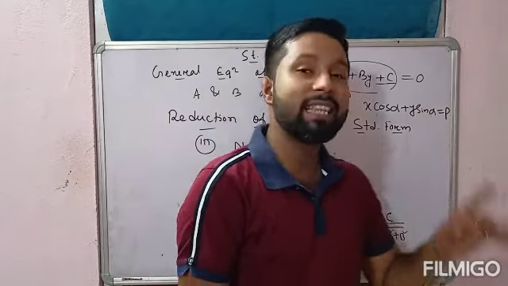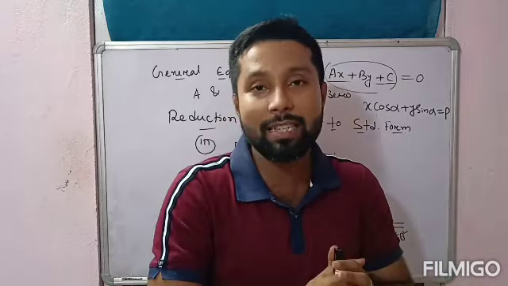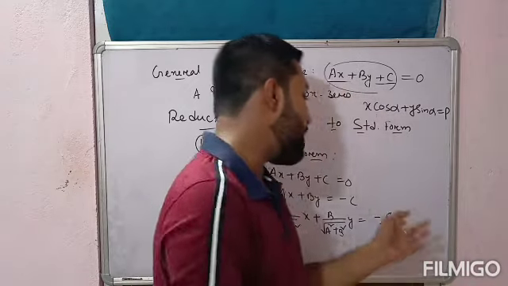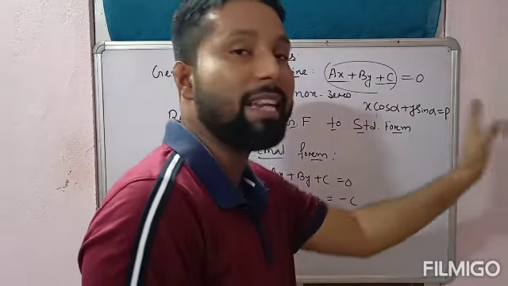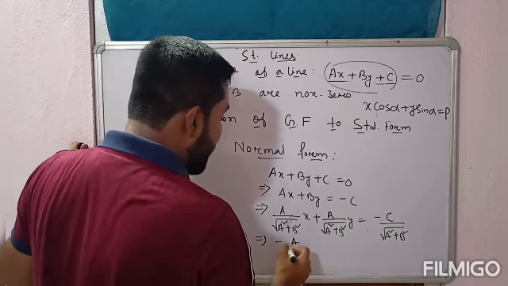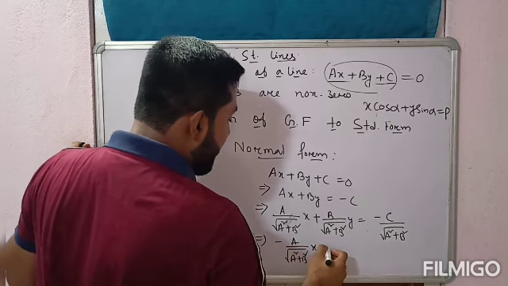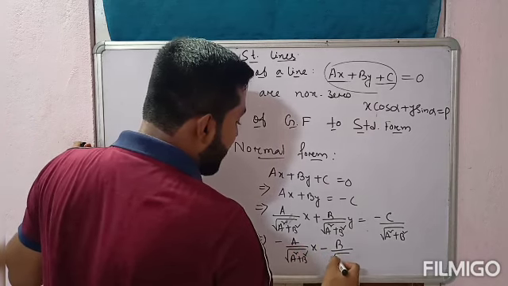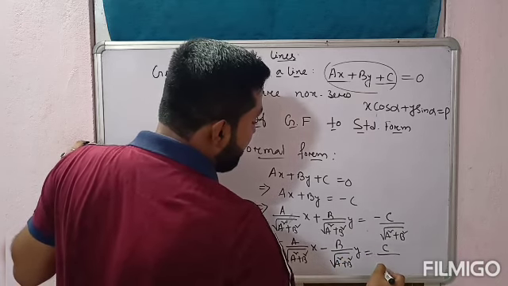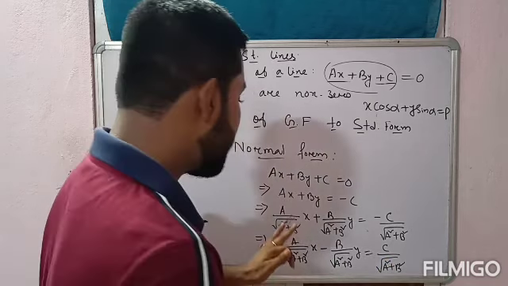Okay, since p is the length of the perpendicular drawn from the origin to the line, the word length is used, which means it cannot be negative, and that's why you have to make it positive by multiplying by minus on both sides. So if I multiply by minus on both sides, this will be minus a by root over a square plus b square into x minus b by root over a square plus b square into y is equal to c by root over a square plus b square. Okay, so this is the third step.